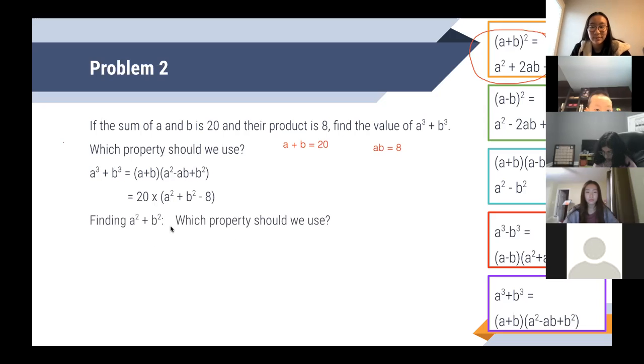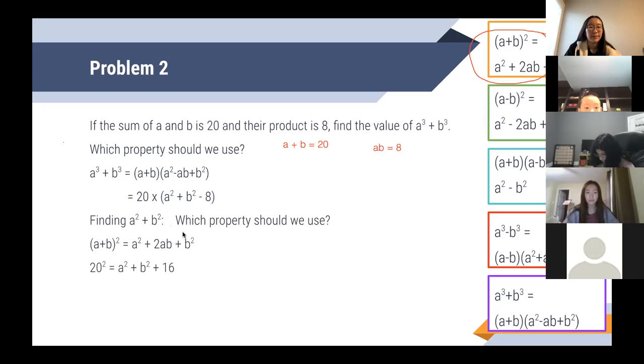All right, and now we're going to find A squared plus B squared. So that's similar to the previous problem, and we're going to use this first one that's circled up there. Then we replace the 20 with A plus B. So then this side turns into 20 squared. And then we can also put in 8 for where the AB is. So this, we are going to take it all the way down here and replace that with 8. And so then this side of the equation turns to A squared plus B squared plus 16.